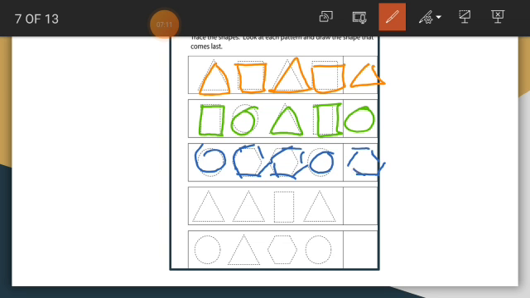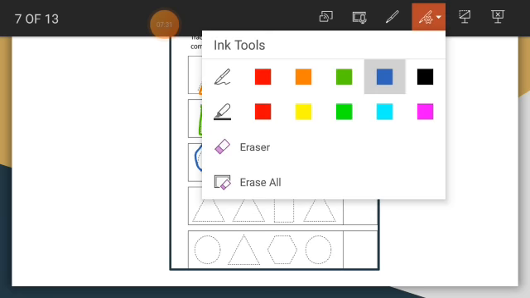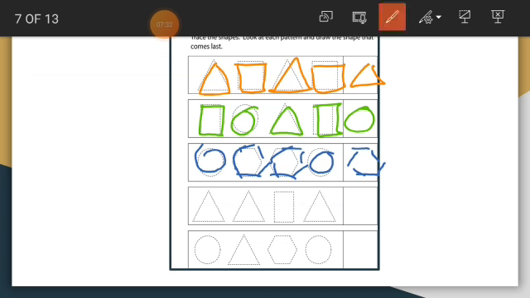Okay, this is how you will draw the hexagon. Now look at this one. 2 triangles, 1 rectangle, 1 triangle. What will come next? Again triangle. First trace and then draw the shape. Triangle, 2 times triangle, 1 time rectangle. Again 1 time triangle. Again we will draw 1 triangle at the end. Okay, this is how you will complete this one part.